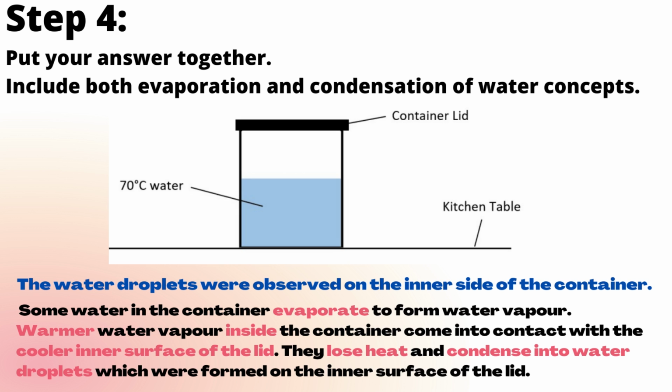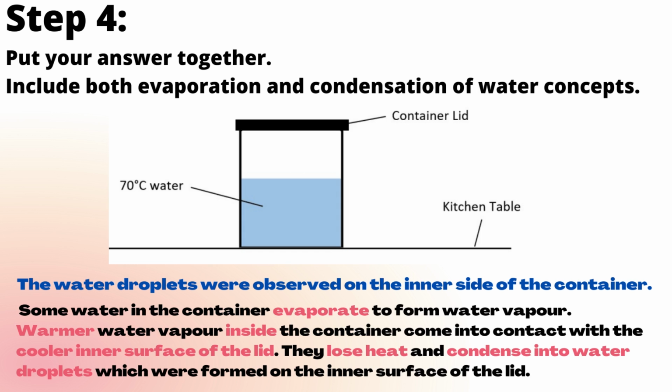Okay, so in my very first line, I will need to answer that. Can you see what is written here that is in blue? I mentioned that the water droplets were observed on the inner side of the container. All right, so we have to settle that question and answer to the point. But we need to explain it, right? The question asks, explain your answer.